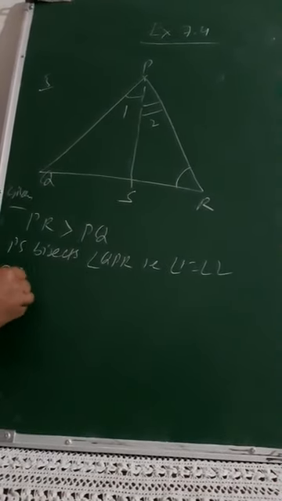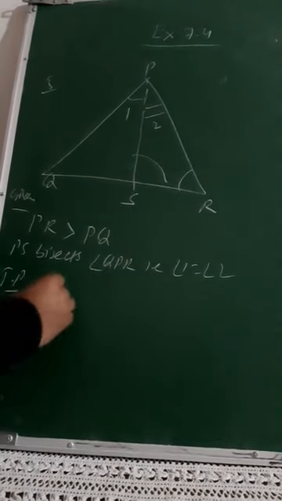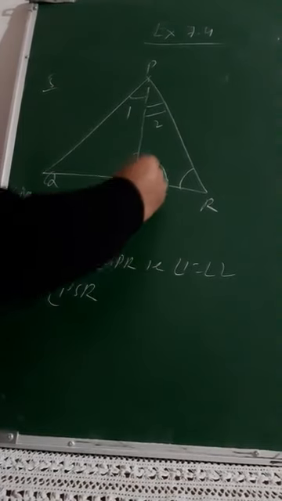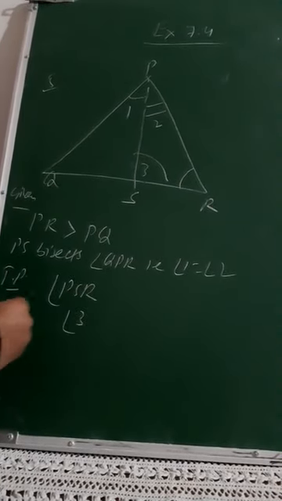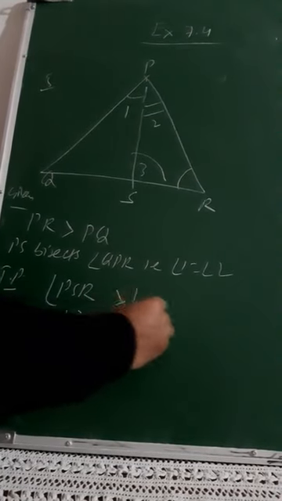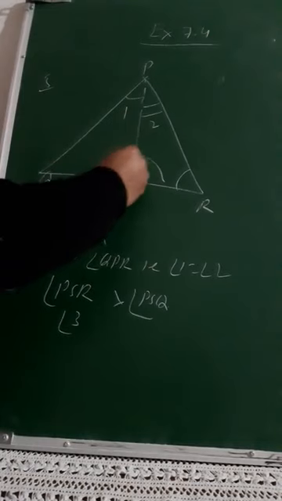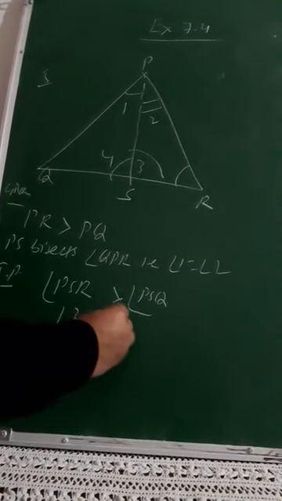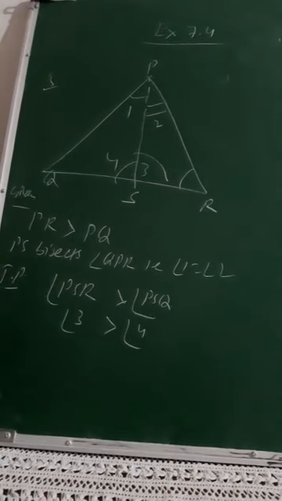To prove: angle PSR, suppose I am marking here angle 3, is greater than angle PSQ, which I mark as angle 4. That is, angle 3 is greater than angle 4. This I have to prove.